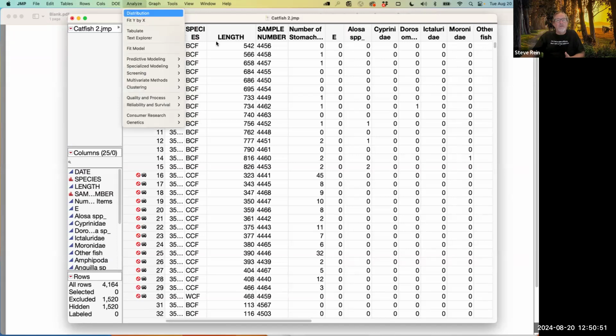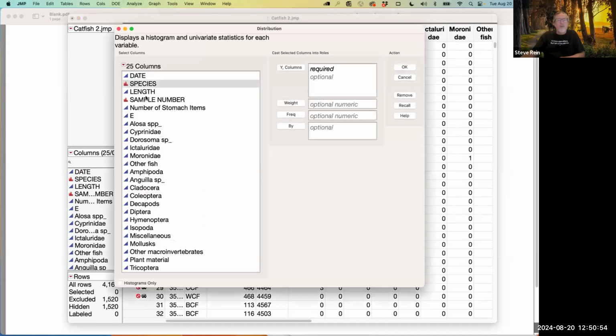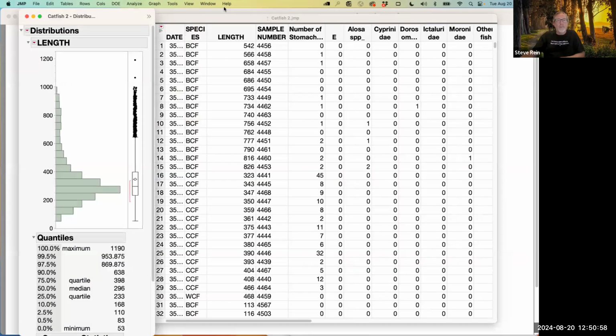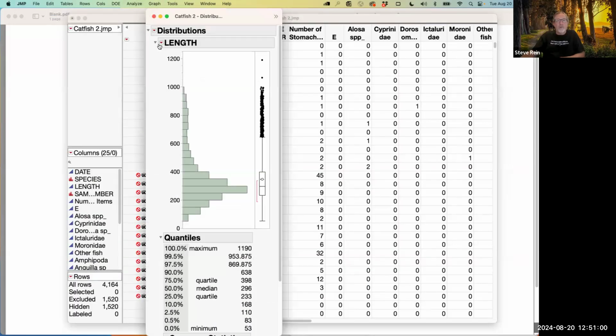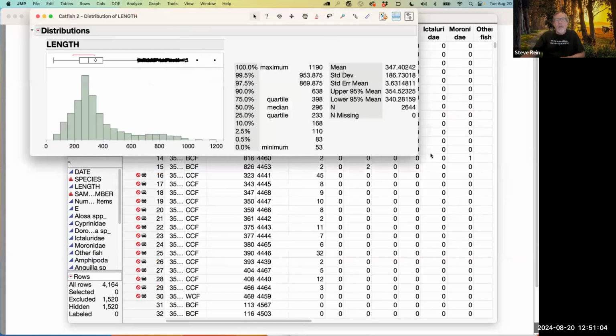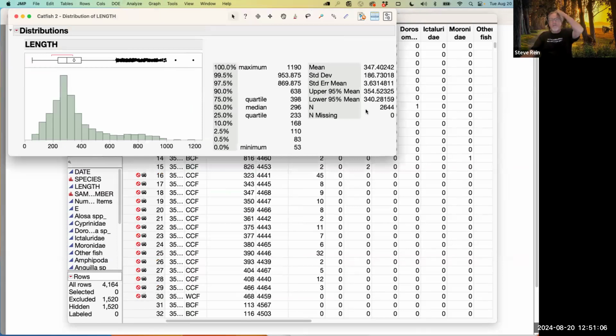Let's analyze the distribution of the lengths of my blue catfish. Again, I don't like that vertical orientation. I like it horizontal, so I'm going to look at it this way. And I'm 95% sure that the average length is in the 340 to 354 range.